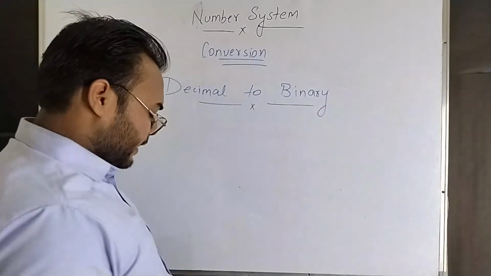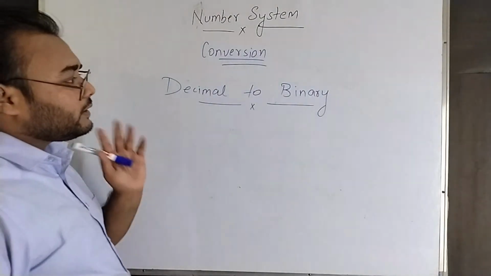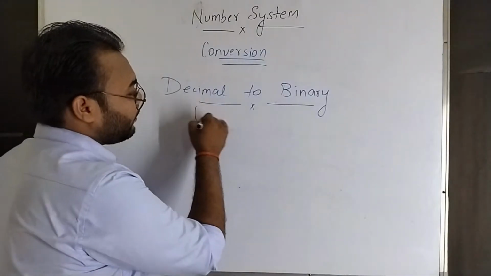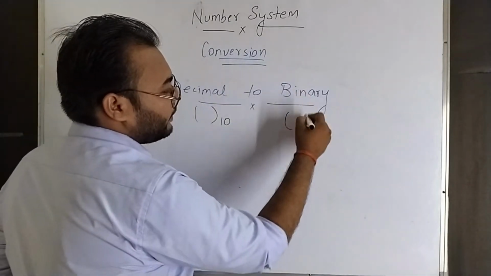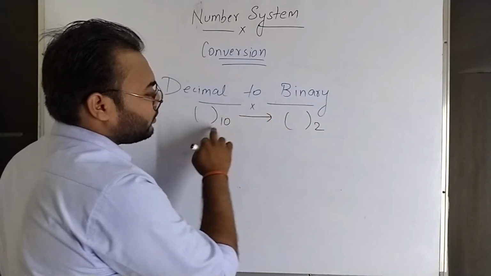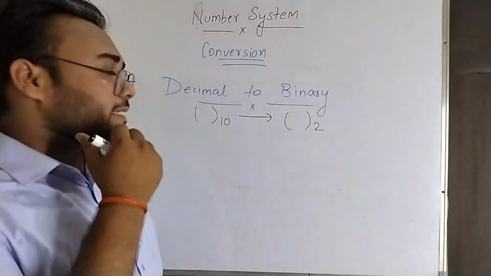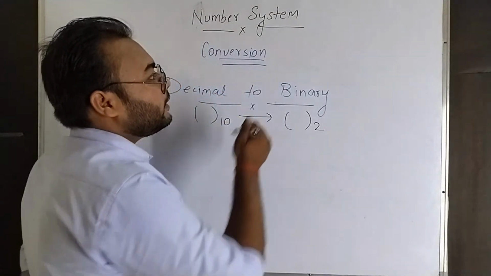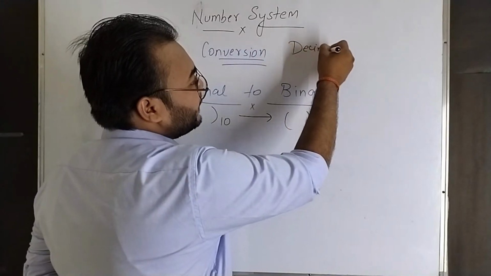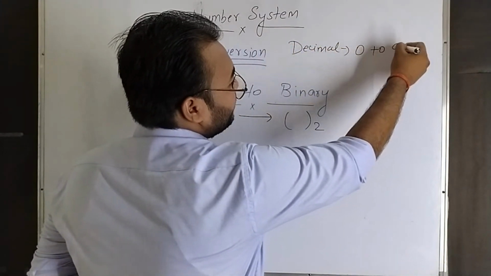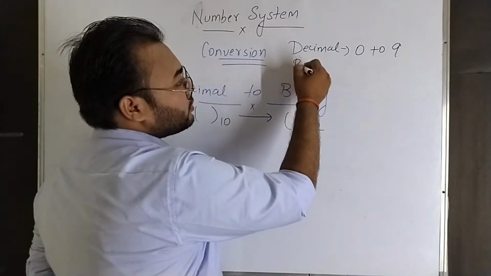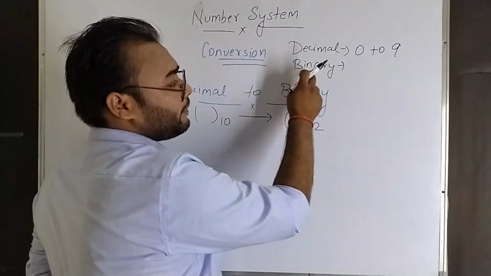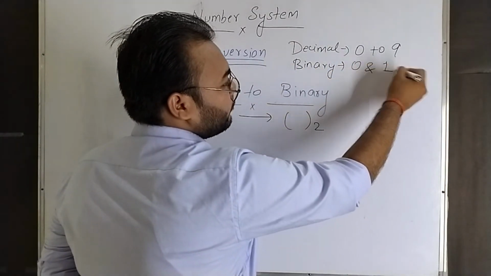It is very important. So how are we going to convert decimal to binary? First of all, decimal is from the base 10, and binary is to the base of 2. We have to convert from the base of 10 to 2. The decimal number system contains 10 digits, 0 to 9. And the binary is what the computer understands, a language in the form of 0 and 1 only. Clear?